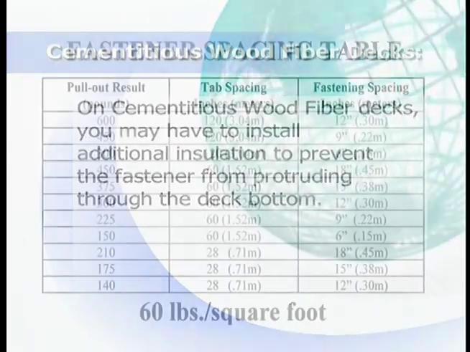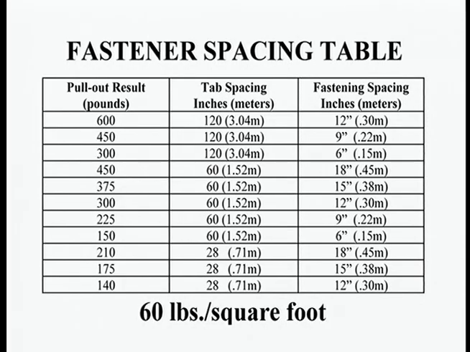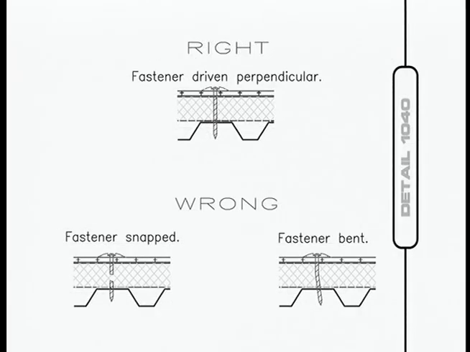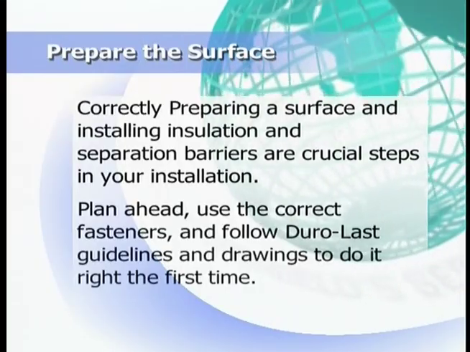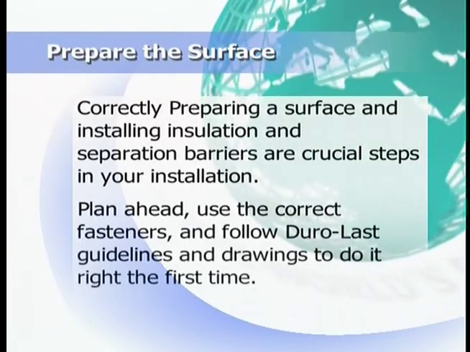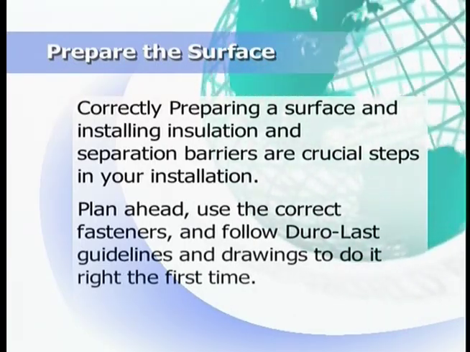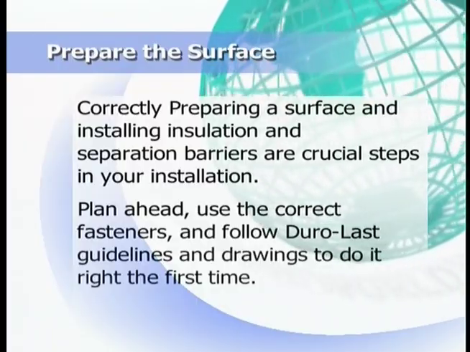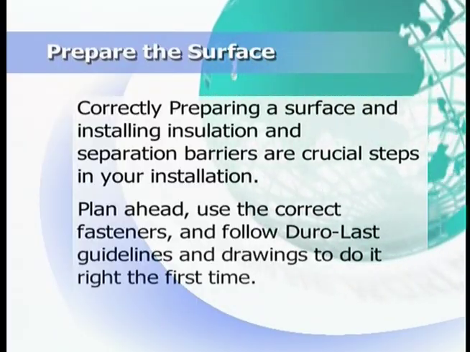bottom of the deck. To determine the required fastener and securement tab spacing, refer to the pull-out resistance chart in the Duro-Last specification manual. Finally, to compare correct and incorrect driving techniques, refer to Duro-Last detail drawing number 1040. You'll see how important it is to use the correct technique when installing fasteners. Correctly preparing a surface and installing insulation and separation barriers are crucial steps in your installation. Plan ahead, use the correct fasteners, and follow Duro-Last guidelines and drawings to do it right the first time.